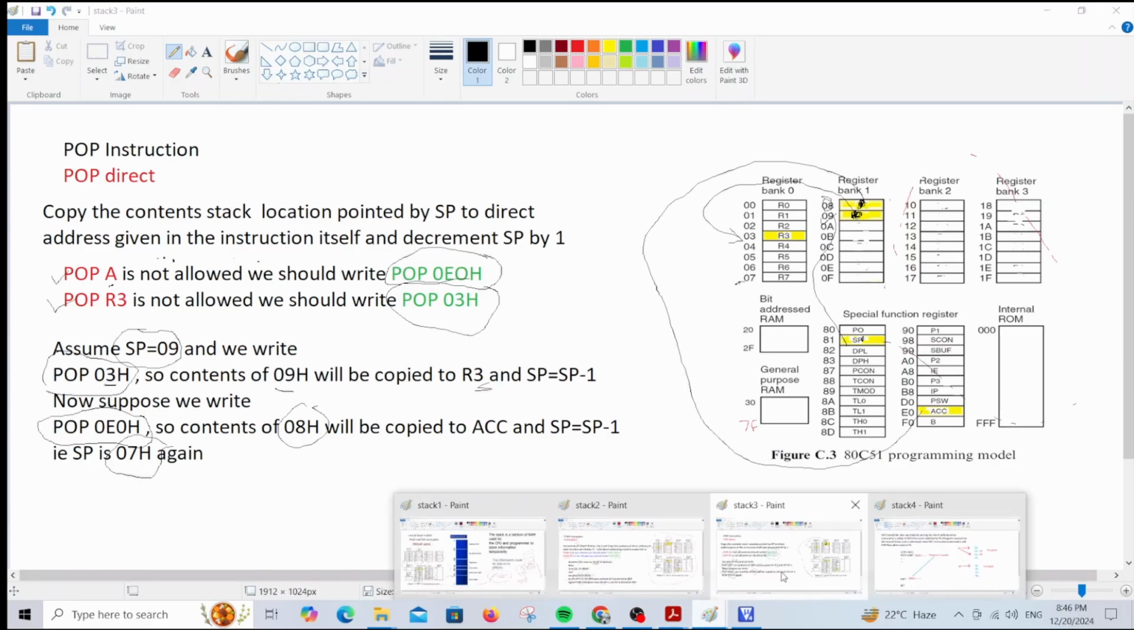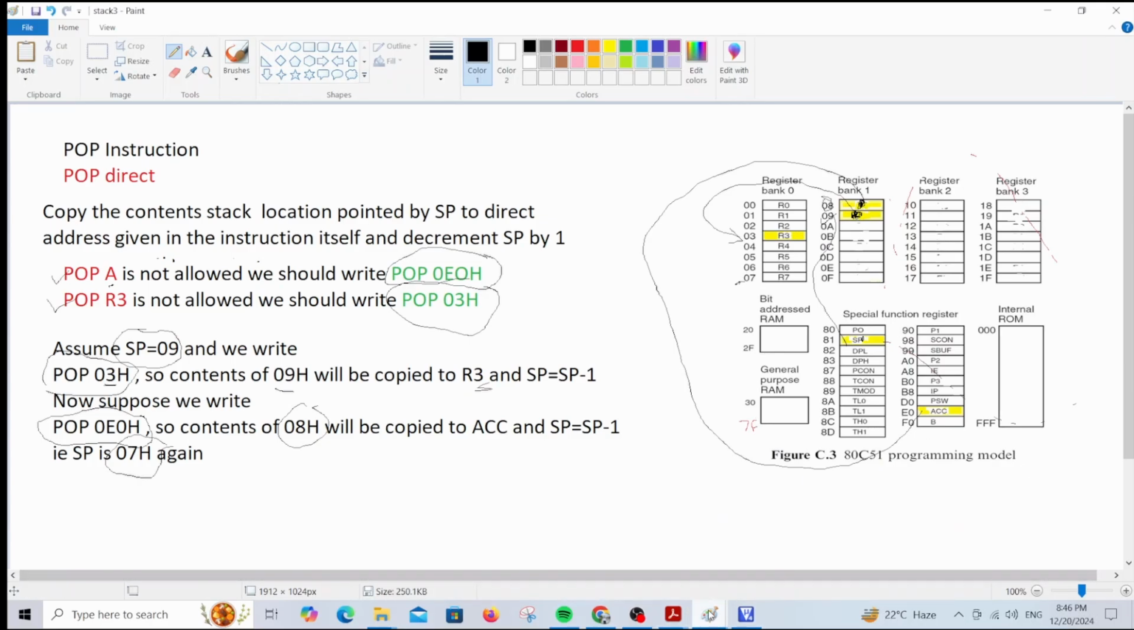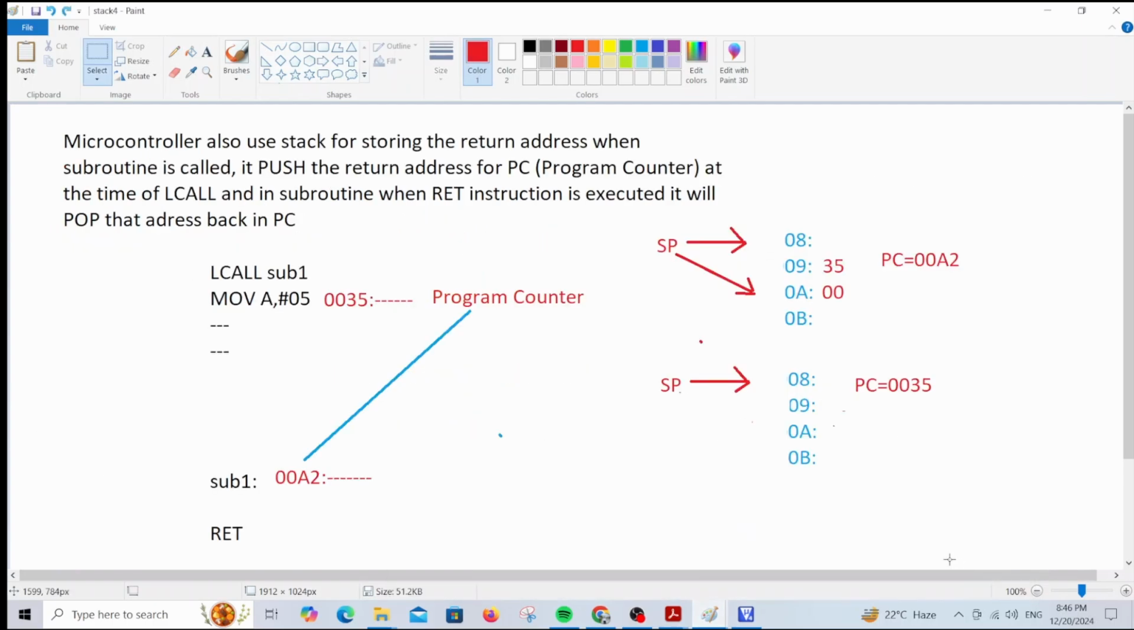Now we'll discuss one more important point about the stack: the microcontroller also uses the stack for its own purpose. See, push and pop instructions we discussed. Those instructions the programmer uses for temporary storage, right? But the microcontroller also uses the stack. For that, we need to discuss some concepts about the subroutine. We'll come to the subroutine in detail in the next lectures.